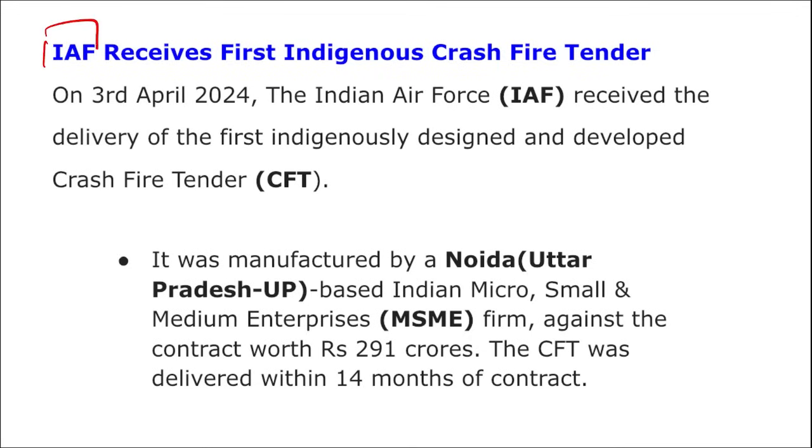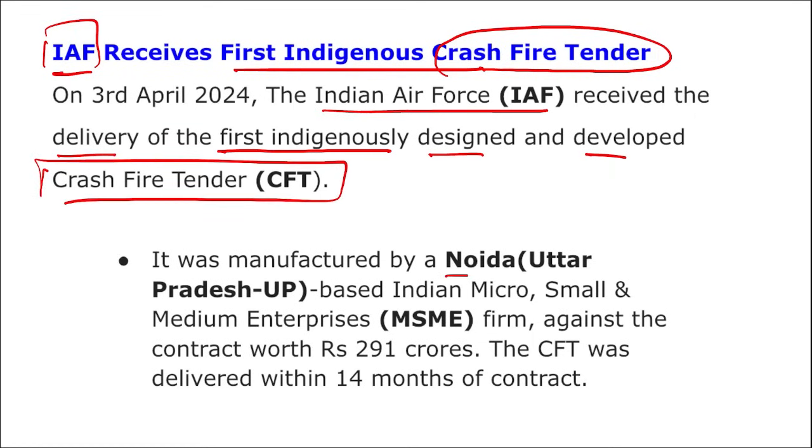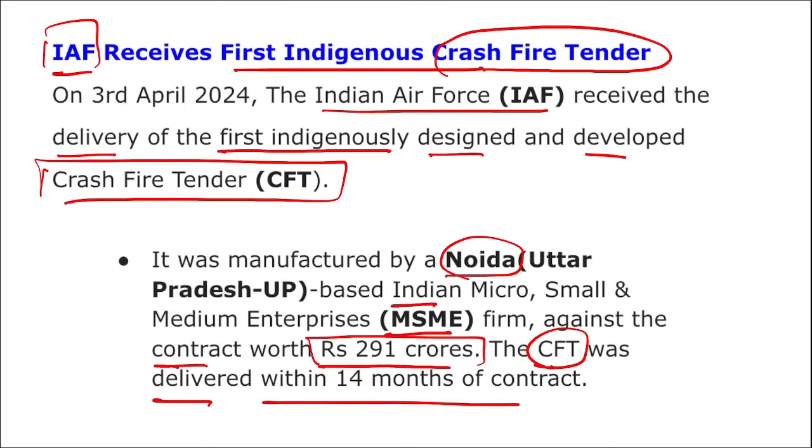Next is Indian Air Force received the first indigenous crash fire tender. I repeat, the Indian Air Force received the delivery of the first indigenously designed and developed crash fire tender. It was manufactured by a Noida-based Indian MSME firm against a contract worth 291 crore rupees, and this CFT, that is crash fire tender, was delivered within 14 months of the contract.